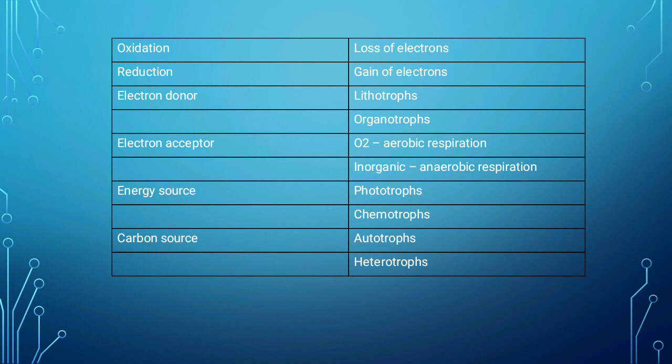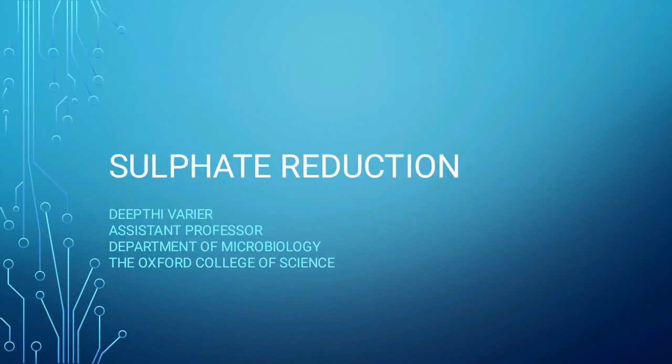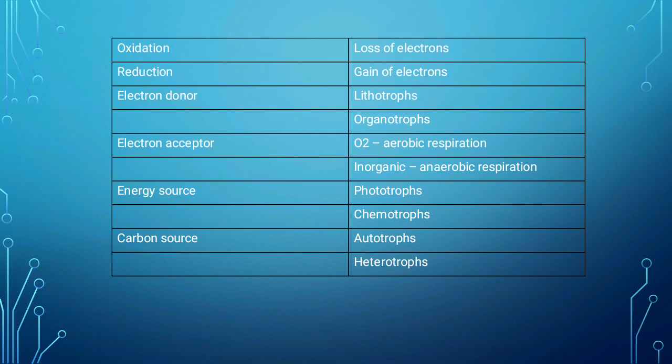That means when I tell you that sulfate is undergoing reduction, it means it is gaining electrons or accepting electrons. That means it is acting as an electron acceptor. And when we have an inorganic compound acting as the electron acceptor, that type of process is also called anaerobic respiration. We also have aerobic respiration, wherein oxygen will be acting as the terminal electron acceptor.